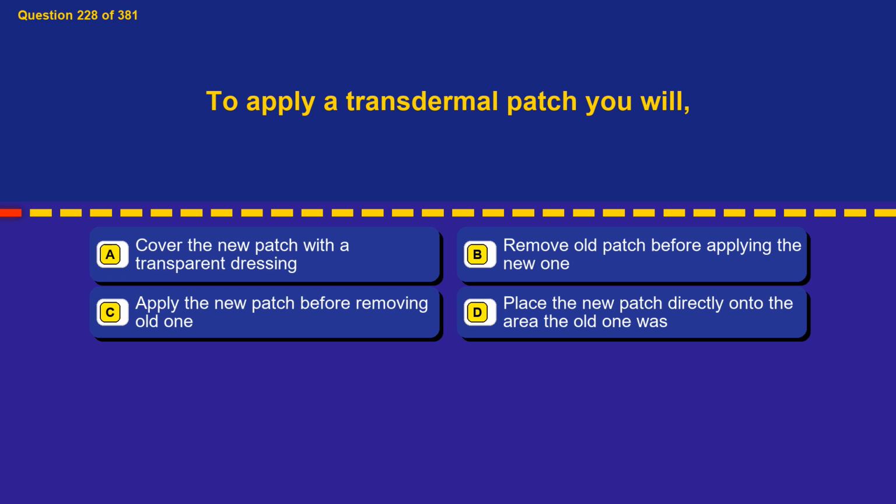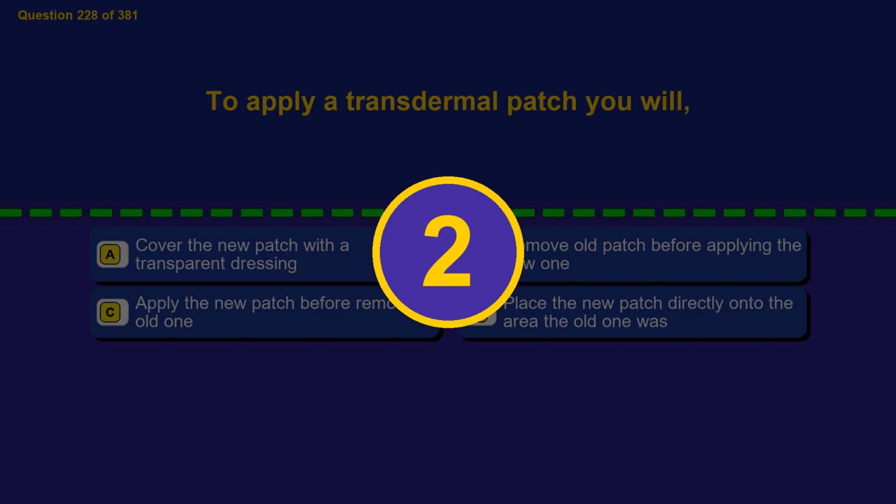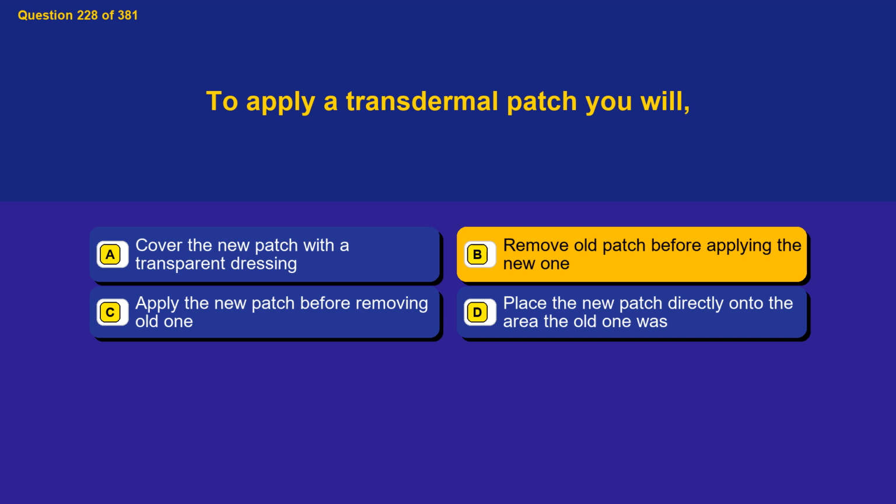Question 228. To apply a transdermal patch you will. Option A. Cover the new patch with a transparent dressing. Option B. Remove old patch before applying the new one. Option C. Apply the new patch before removing the old one. Option D. Place the new patch directly onto the area the old one was. The correct answer is option B. Remove old patch before applying the new one.